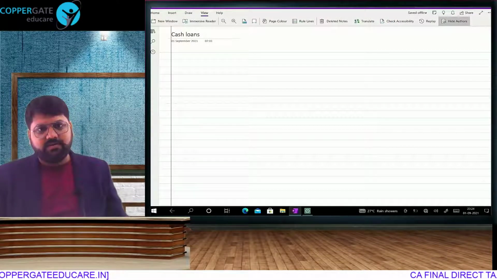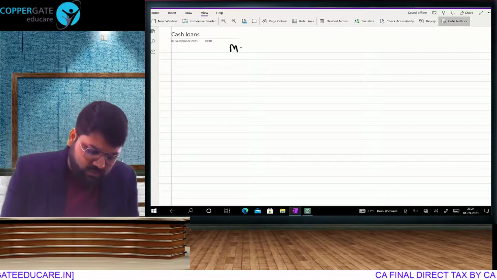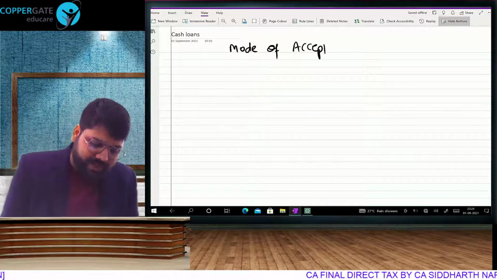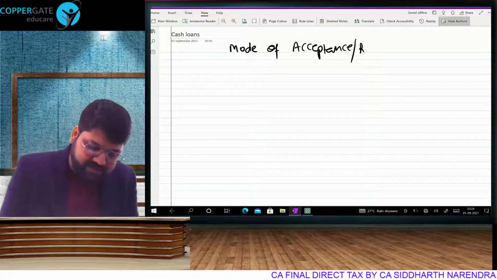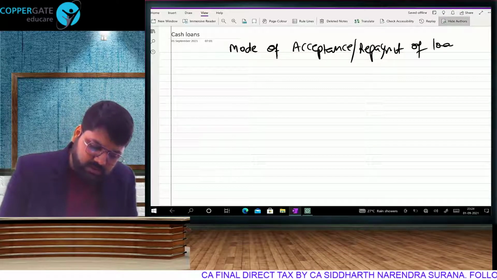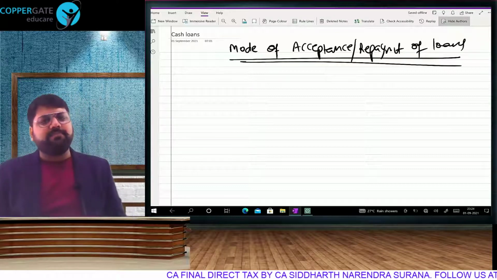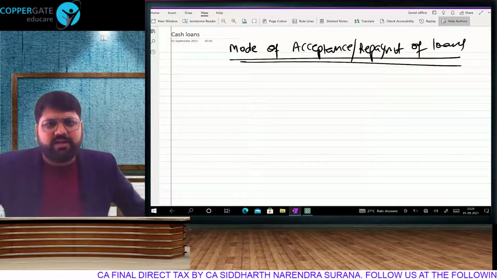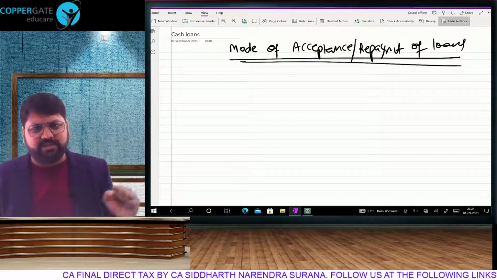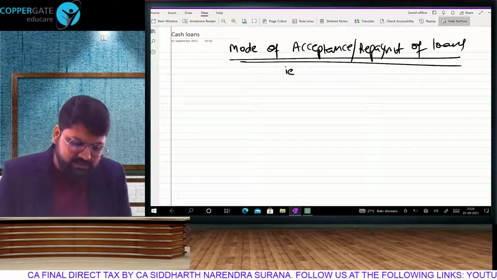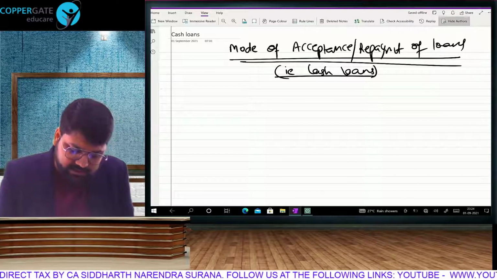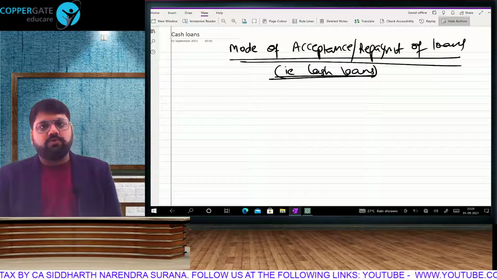The next chapter that we have, if I have to write the real full name of the chapter, is Mode of Acceptance and Repayment of Loans. But for administrative and classroom convenience, I cannot take such a big name again and again, and thus I always refer to it in short as a chapter called Cash Loans.